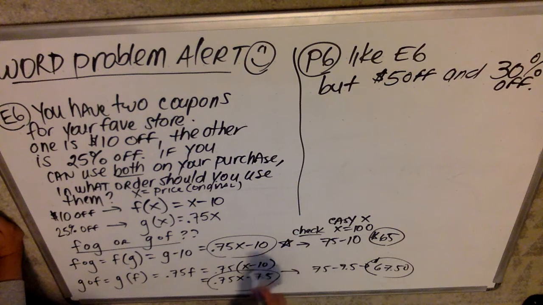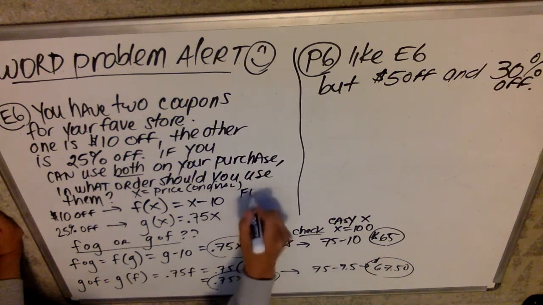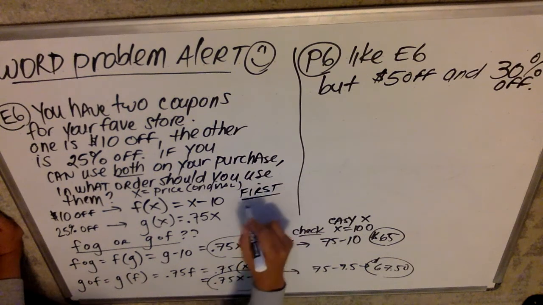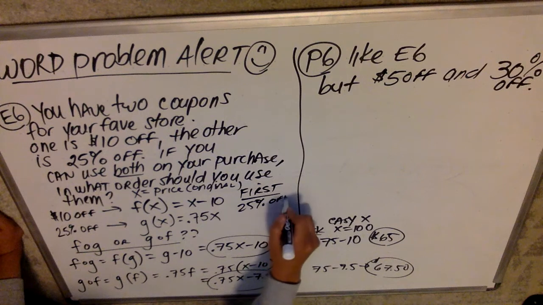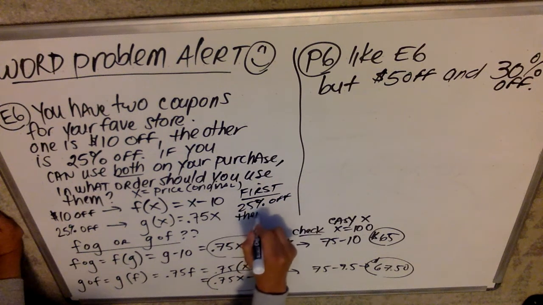So what this is telling me is that the first thing I want to do is the g function. I want to take off the 25%, right? 25% off. Then minus the $10, right?